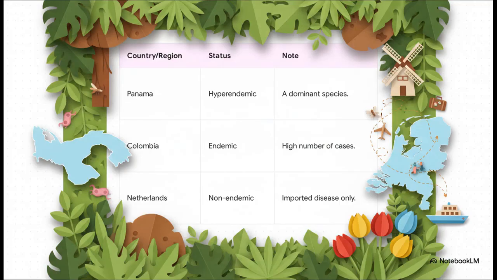This chart gives you a quick snapshot of its global footprint. In Panama, it's hyperendemic, meaning it's constantly present at a really high rate. But then you look at a country like the Netherlands, and there it's a non-endemic, imported disease. Cases only pop up because of global travel, tourism, military deployments, and that poses a real diagnostic challenge for doctors who are thousands of miles from its home in the rainforest.